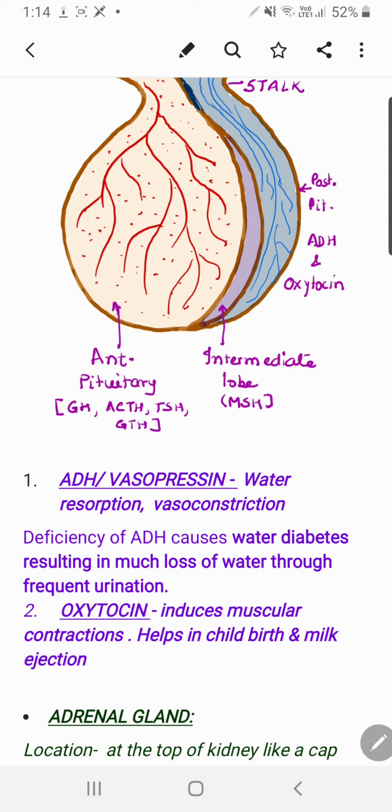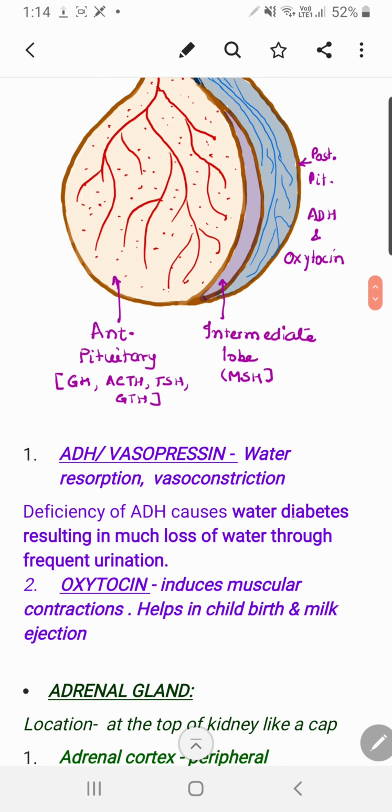And it also brings about the vasoconstriction. When your blood vessels constrict, at that time your blood pressure also raises. Remember the deficiency of ADH. Now this is an important question, because suppose if your ADH is not in appropriate amounts in your blood, in that case there is a condition known as water diabetes.